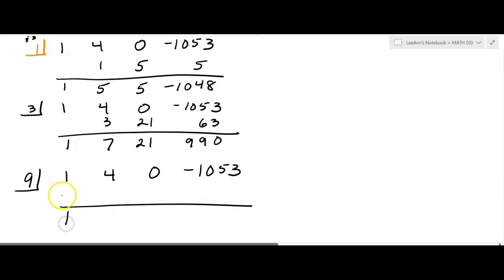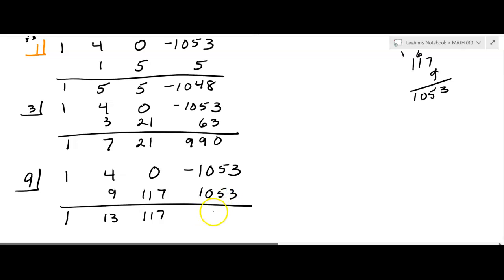Okay, 1 times 9, 13. 13 times 9. I think it's 117. Okay, what's 9 times 117? I didn't bring a calculator, so 3, 6, 5. Oh, this is looking promising. 1053. Okay, great. So that's going to be 0. So I found a 0. I found 9.